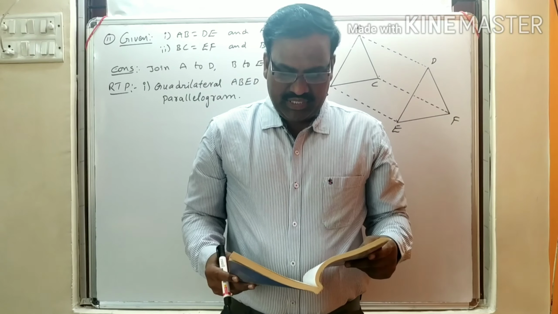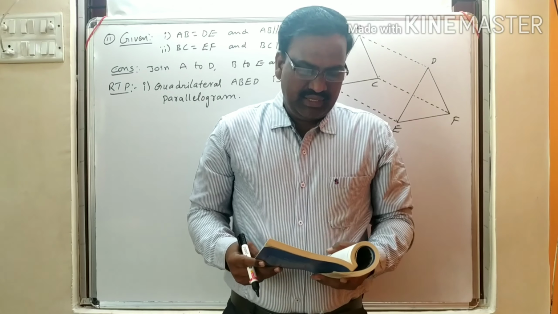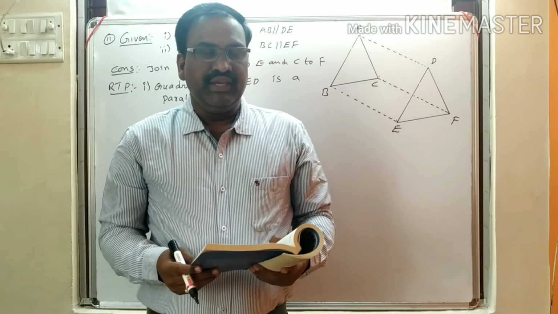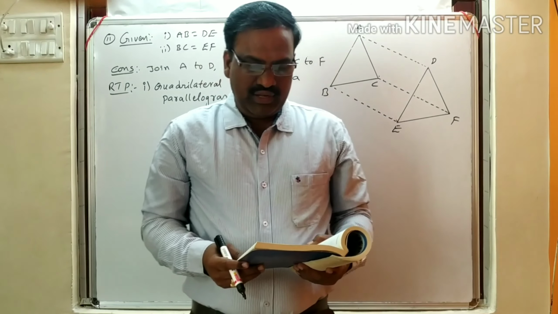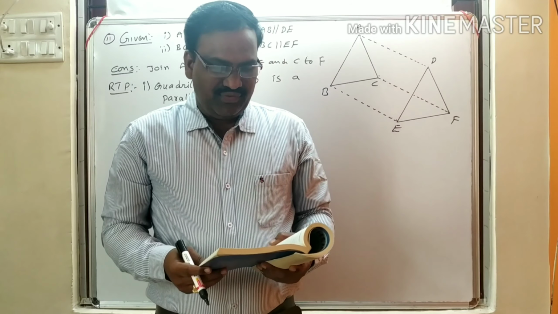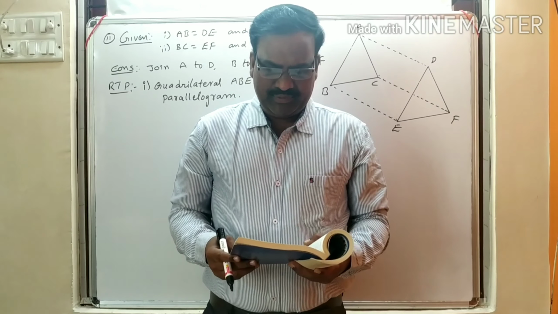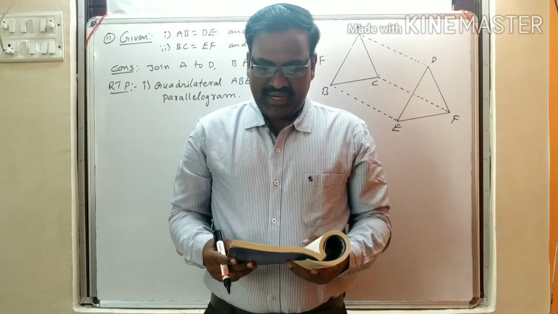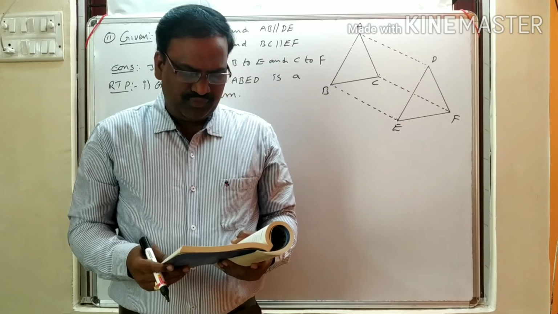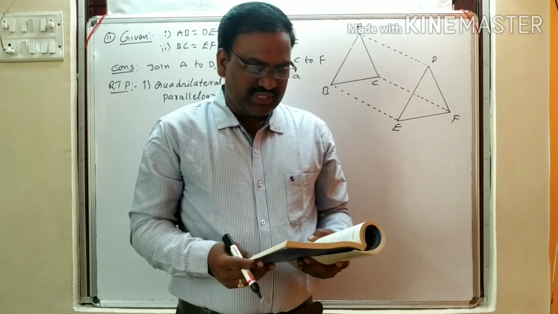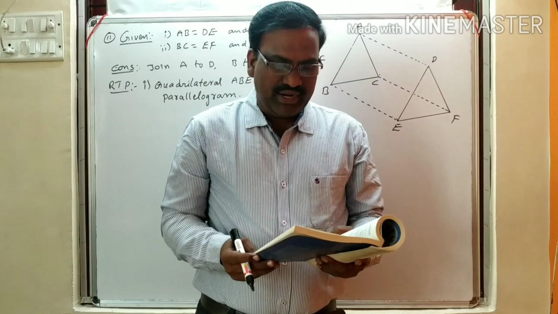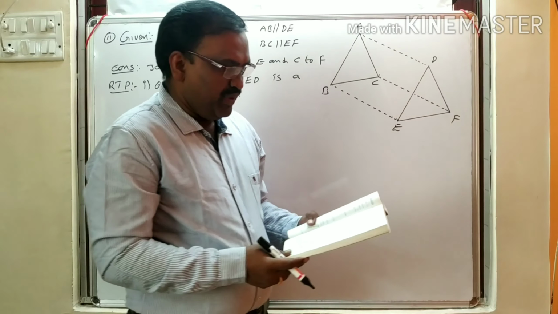Next problem, 11th one. In triangle ABC and triangle DEF, AB is equal to DE and AB parallel to DE. Next, BC is equal to EF and BC parallel to EF. A, B and C are joined to D, E and F respectively. So the first condition is quadrilateral ABED is a parallelogram. They are given 5 conditions. The first condition is ABED is a parallelogram.